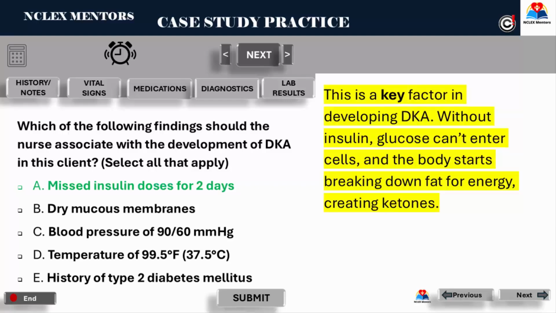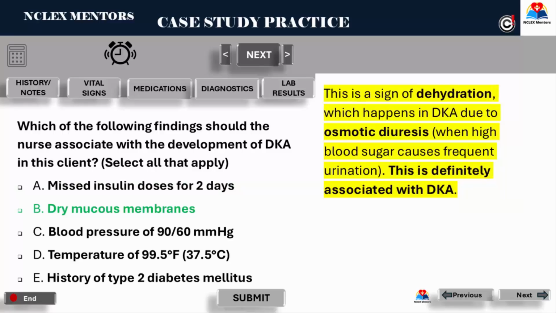Missed insulin doses for 2 days. This is a key factor in developing DKA. Without insulin, glucose can't enter cells, and the body starts breaking down fat for energy, creating ketones. This is a major contributor to the development of DKA. B. Dry mucous membranes. This is a sign of dehydration, which happens in DKA due to osmotic diuresis, when high blood sugar causes frequent urination. This is definitely associated with DKA.